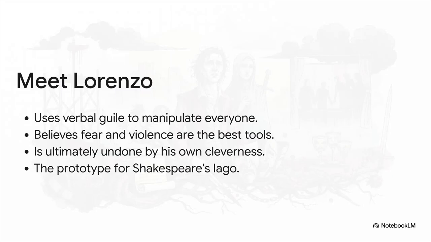The villain of our play, Lorenzo, is the perfect example. He's a master manipulator, using his words to twist everyone around his finger. But, and this is a brilliant twist, his own overconfidence is what ultimately brings him down. Sound familiar? He should. He is the direct prototype for one of Shakespeare's most famous villains, Iago from Othello.